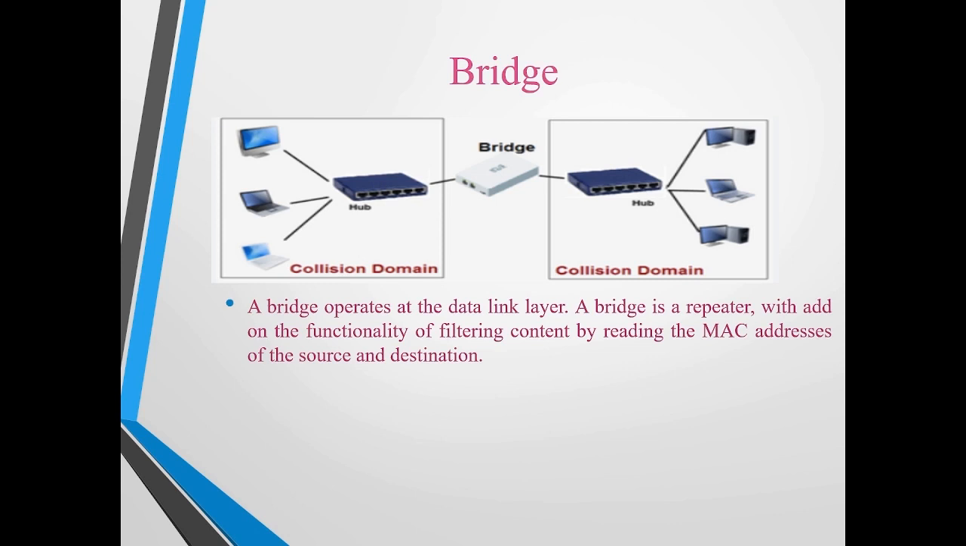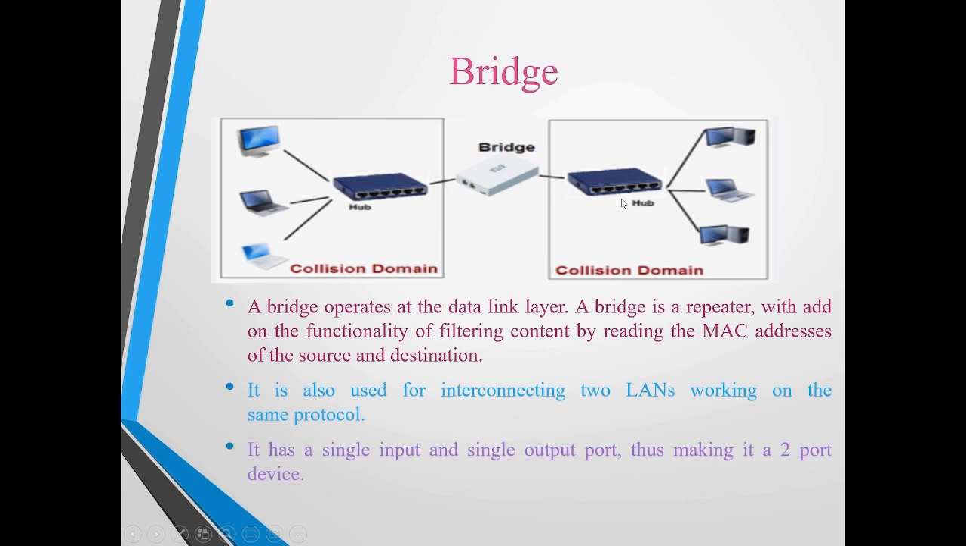First of all, just check the definition of bridge. The bridge operates at the data link layer, and a bridge is a repeater with the add-on functionality of filtering the content by reading the MAC addresses of the source and destination. That means bridge is one kind of intelligent device. Bridge checks the MAC addresses of the source and the destination, but the problem would be on the collision domains. You just understand it with the help of some other content.